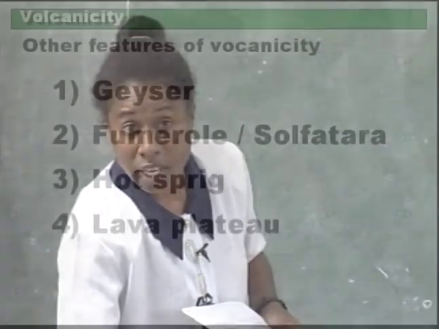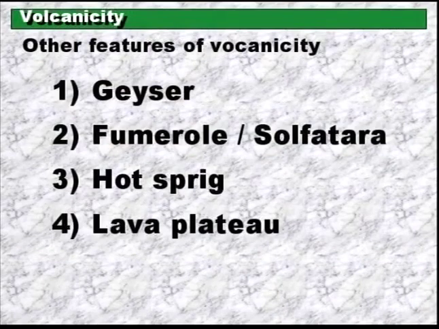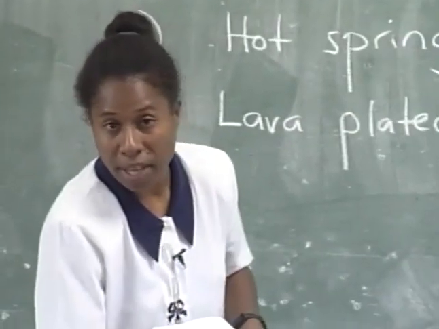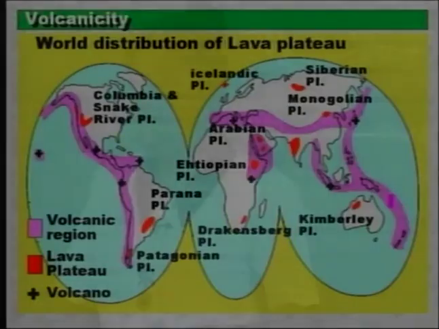Okay, we're still looking at hot springs, and now we're ready to move on to the last of the features, and that is lava plateaus. We have a map here, a world map, and that world map basically shows us the distribution of lava plateaus around the world. Not all of them, but some of the main lava plateaus. The red color on the world map will show the names of those different plateaus.